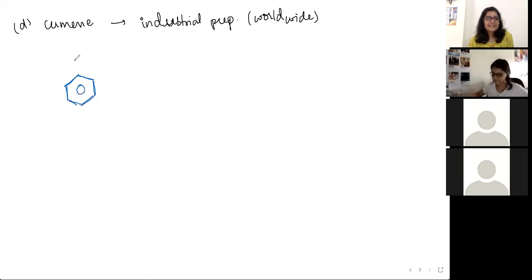So cumene is a tertiary carbon. This is the structure of cumene. You have CH and CH3 and CH3.